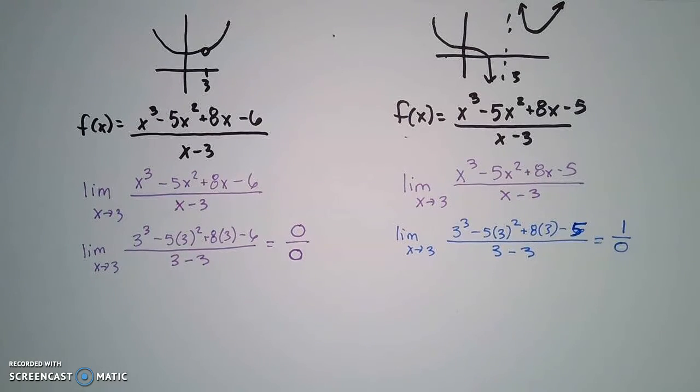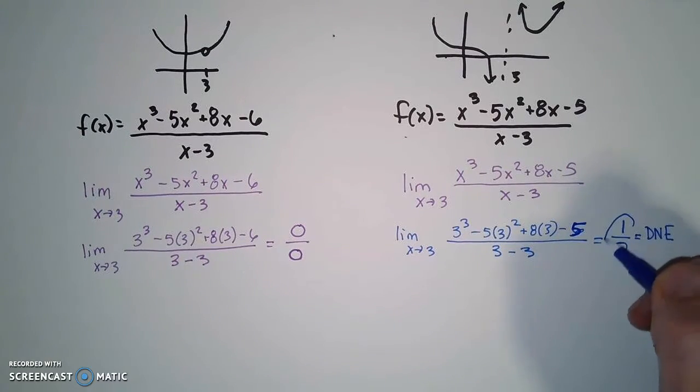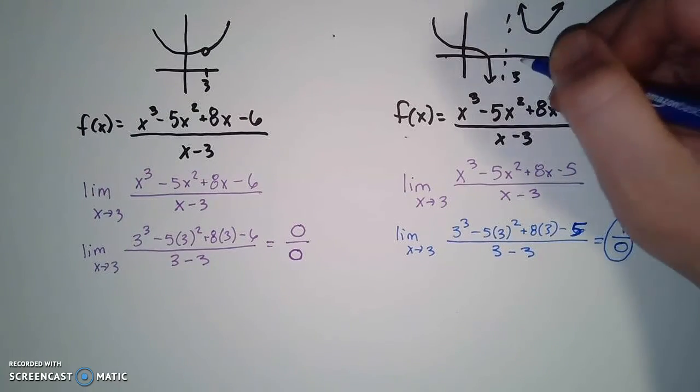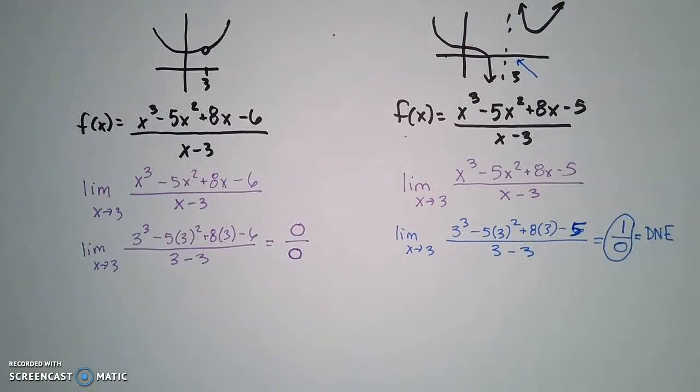Okay, if you get any number over 0, you are done. You know then that the limit does not exist. There's no limit to a function that ends up in this fraction form. And we can see by the picture that makes sense. 1 over 0 is like indeterminate. You can't find it, but it means we have an asymptote we're going to have on our graph right there.